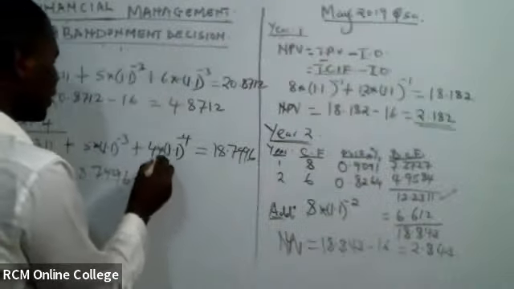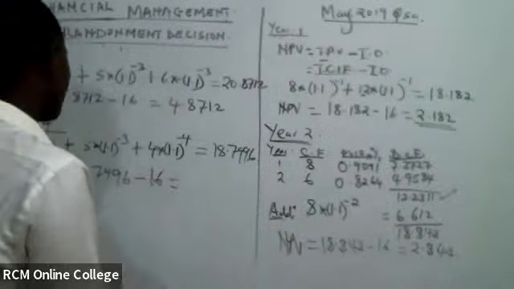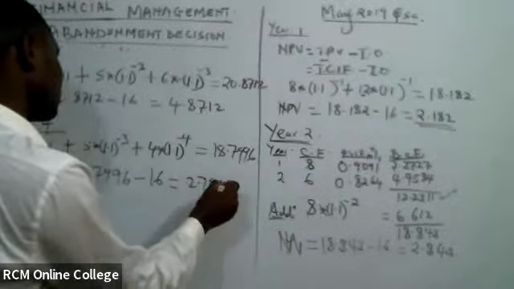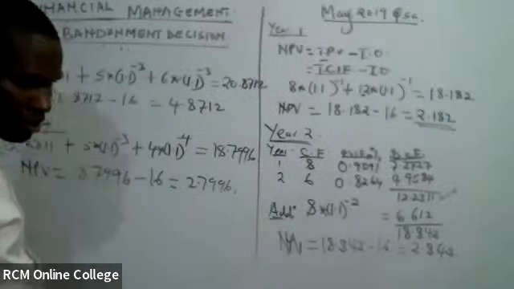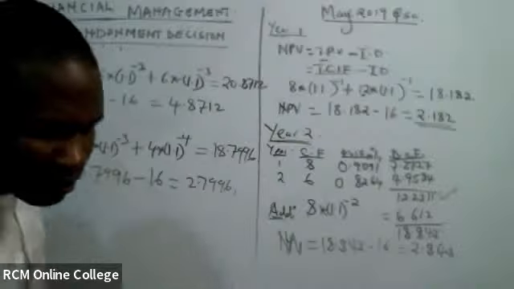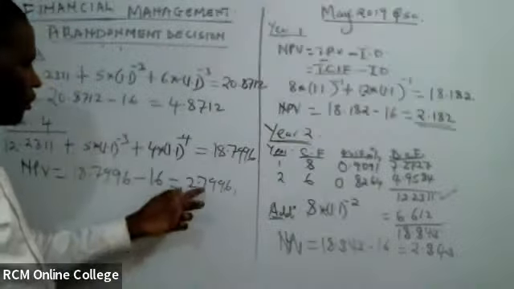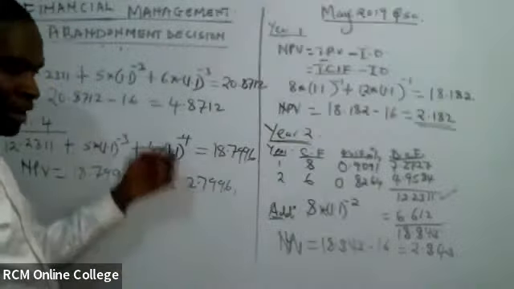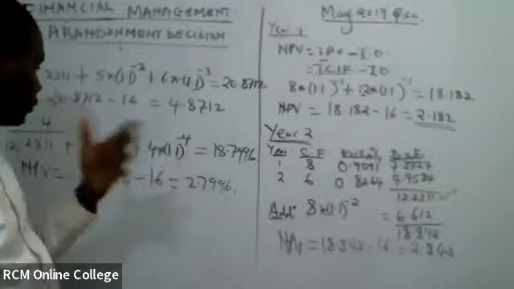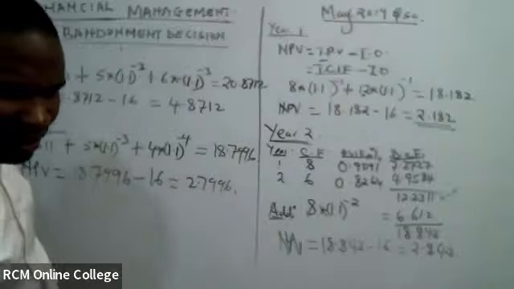18.7996 minus 16. How much will it be? 2.7996. Is that the answer, Mumbi? That is what goes in there. All right, thank you. 2.7197, so maybe there are small differences.